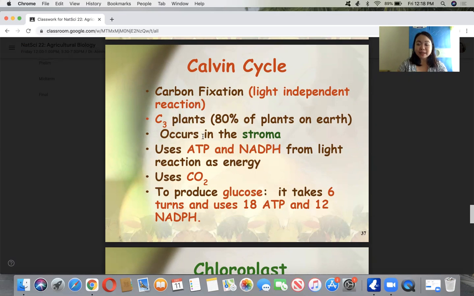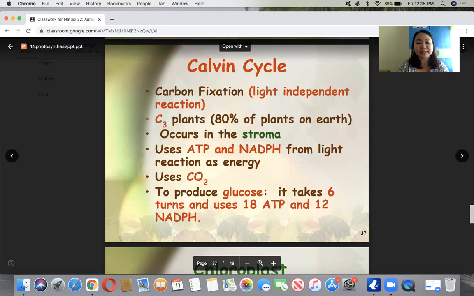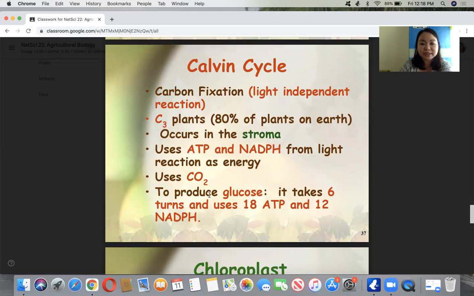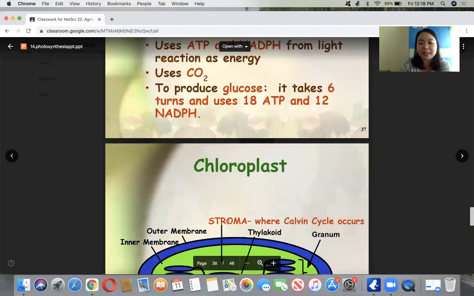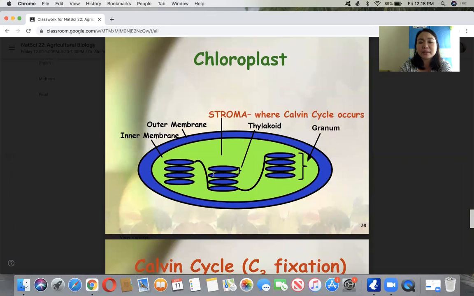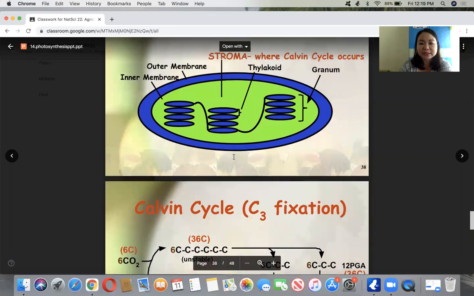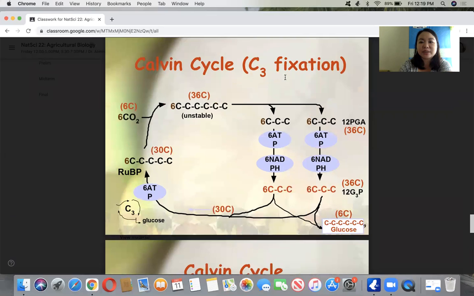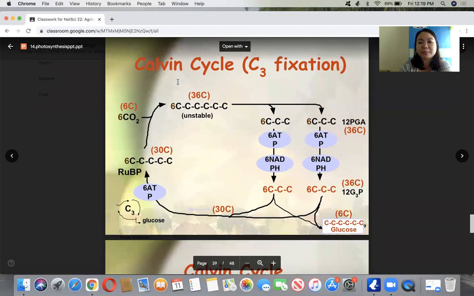So most plants are C3 plants, and this occurs in the stroma, which uses ATP and NADPH from the light reaction as energy and uses carbon dioxide to produce glucose, as it takes 6 turns and uses 18 ATP and 12 NADPH. So this is where the stroma or carbon cycle occurs in the chloroplast. This is the C3 fixation under the C3 plants, or known as the Calvin cycle.